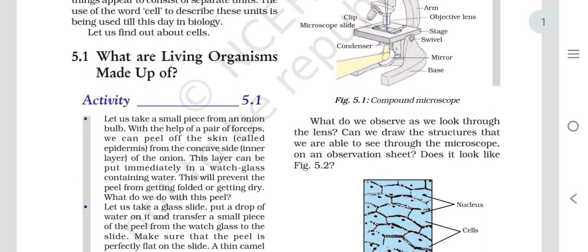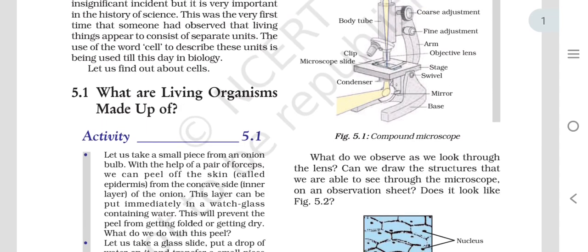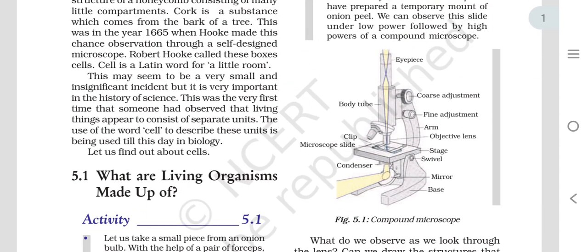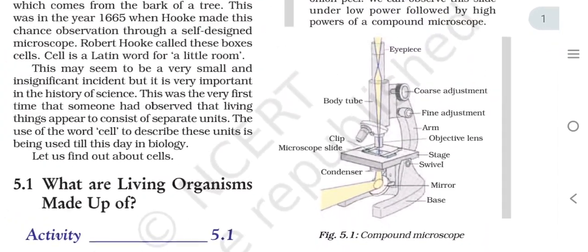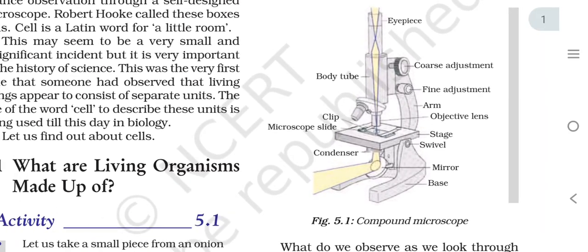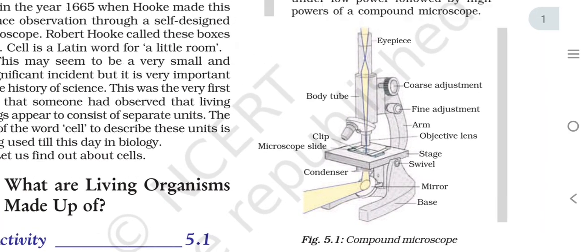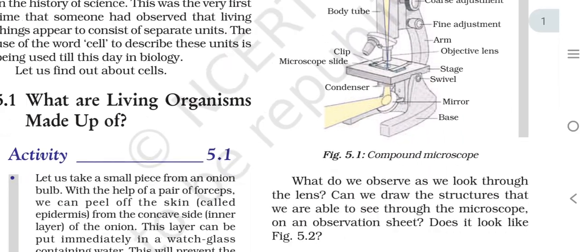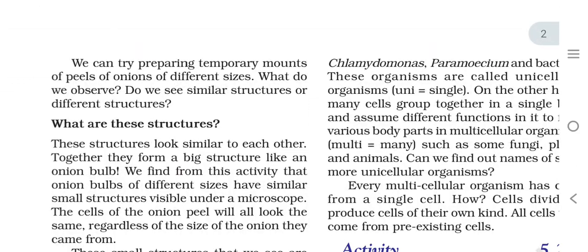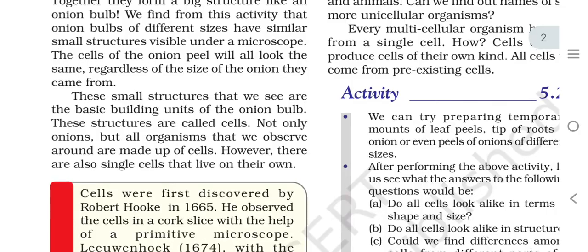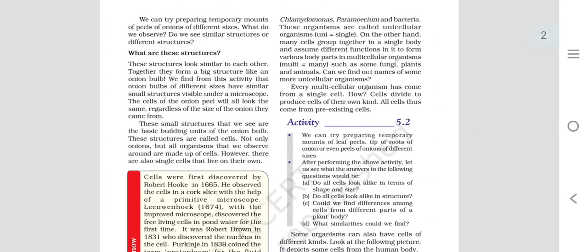Now we will go through one topic, that is, what are living organisms mainly made up of. As you can see, one instrument, that is the microscope. So you can see the compound microscope. Okay, this is a labeling. Then we will go through what these structures are. Now I will explain what the basic discoveries of the scientists are.